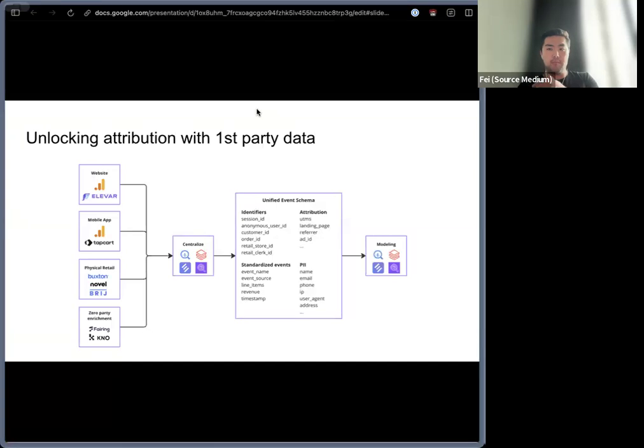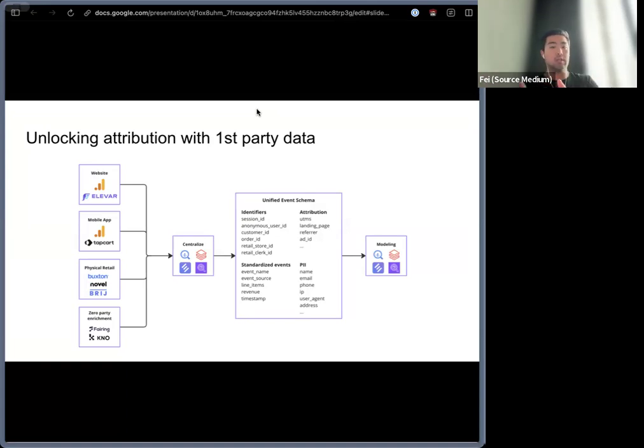And then the next piece being the attribution, right? The UTMs, landing page, referral domains, the ad ID, etc. And then standardized events, right? Any PDP view event from any of these sources should just say view item. They shouldn't have different names, because every vendor does have a different naming convention. So unifying that is very important.